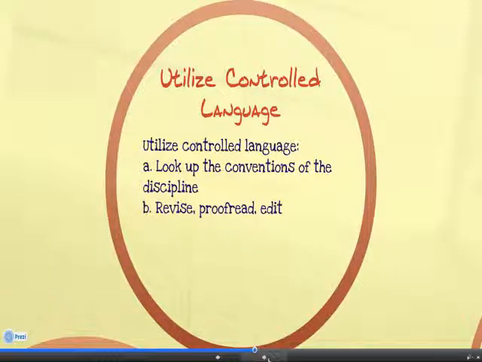And then, as we all know, you want to revise, proofread, and edit. If you are spending this much time working on a paper, you really want to make sure that what you hand in at the end of the day has been thoroughly screened and thoroughly read through, and you can always bring it to the Writing Center if you would like any help with that.